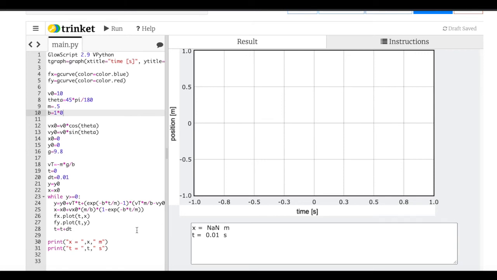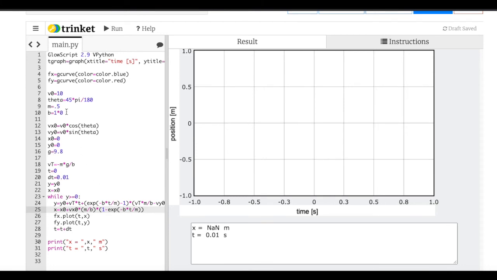X is nothing. Oh, because I'm dividing by b. So I look at my equation right here. The problem is that I have this parameter right there, so I'd need to rework this whole thing. But if b is zero, this should just be v times t.